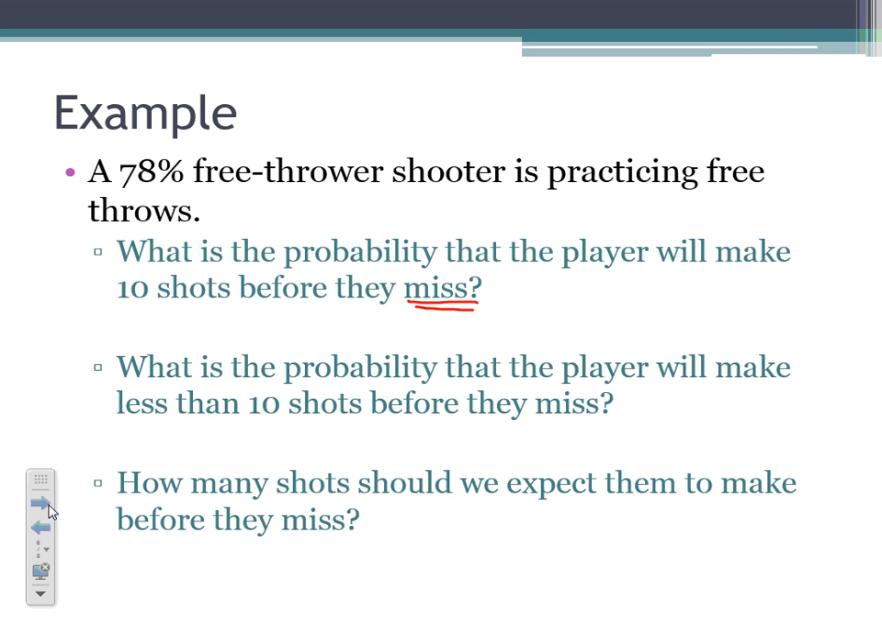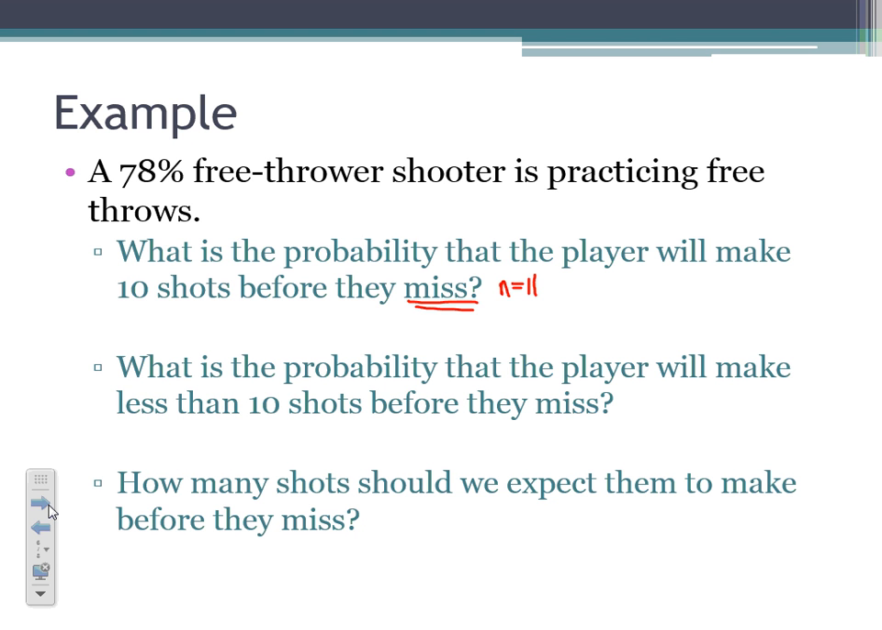And if we look at how it's worded, we want that miss to occur on the 11th trial. Right? Because when we look at the details of this question, it says, what is the probability that the player will make 10 shots before they miss? Right? So we've got 10 makes. Make 10 times, right? 10 makes. And then we have a failure.